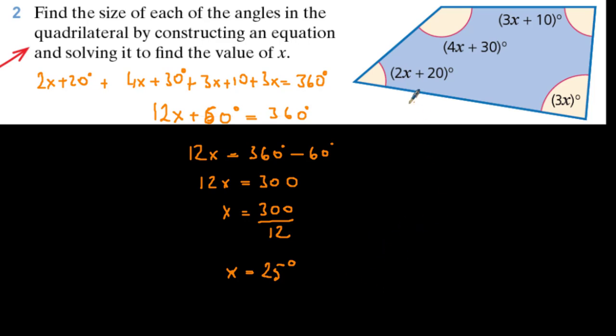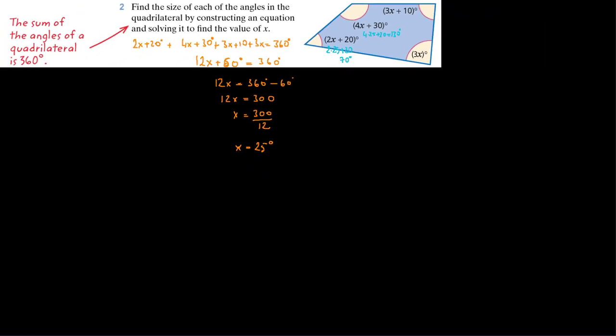I have to continue here with a different color maybe, and we are going to find that 2x plus 20 is equal to 2 times 25 plus 20, which is equal to 50 plus 20, that's 70. And 4x plus 30 is equal to 4 times 25 plus 30, which is equal to 130 degrees. We may find the other angles in the class, but we are going to find the values one by one by replacing x with 25 degrees.